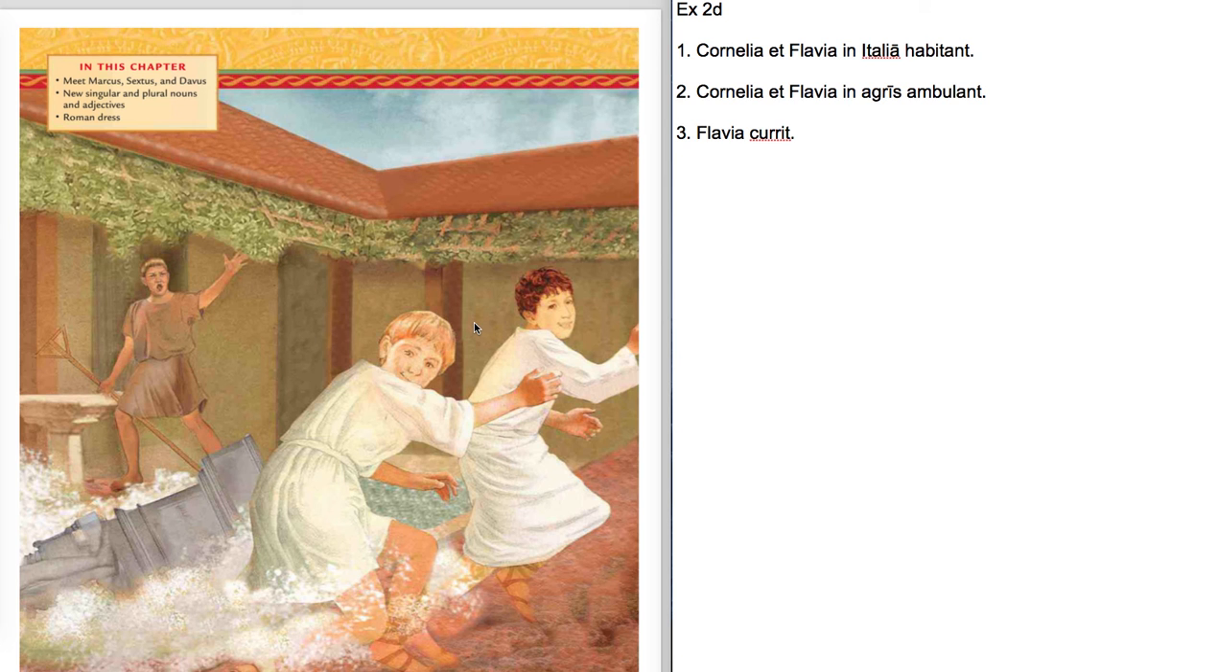In this chapter, we meet Marcus, Sextus and Davus. New singular and plural nouns and adjectives. So, once again, just distinguishing between singular and plural. And then later on in the chapter, you have Roman dress, which I'm not going to cover. Basically, what Romans wore, togas and tunics and things like that.